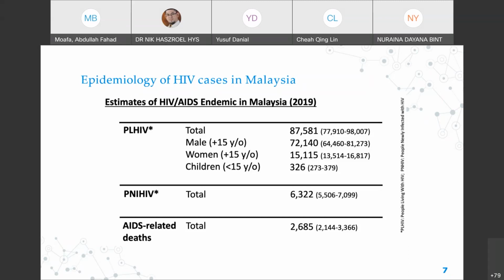PNI HIV represents people newly infected with HIV. We have a total of 6,332, which is also the median number between this range. And then we also have the estimated number of AIDS-related deaths, which is about 2,685. Now, having obtained these estimated numbers, we illustrated them better in this graph.